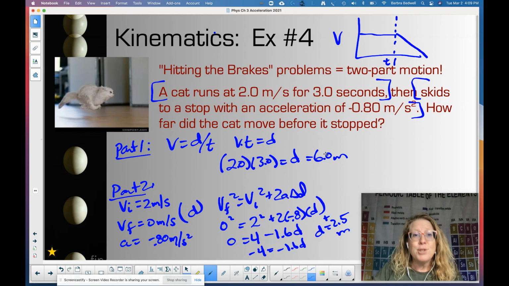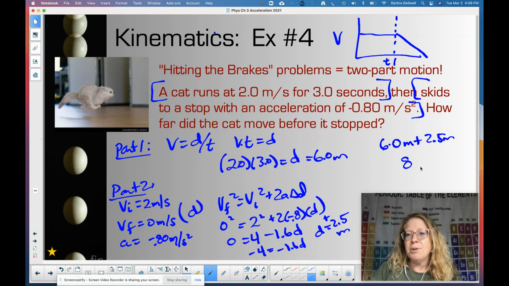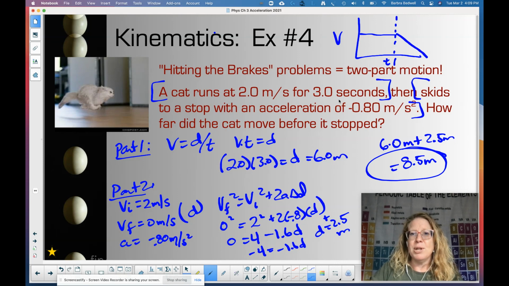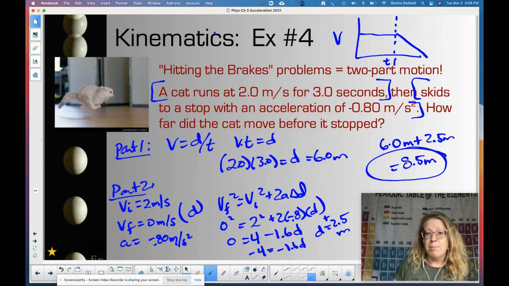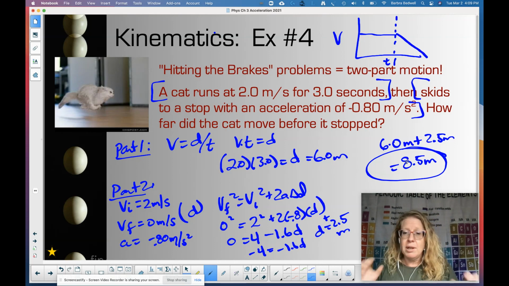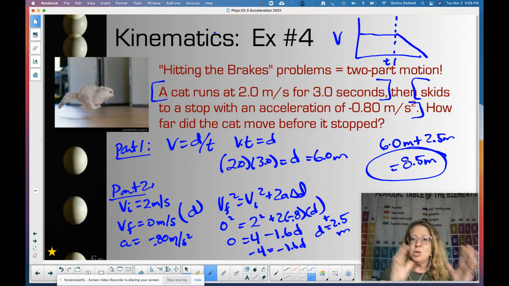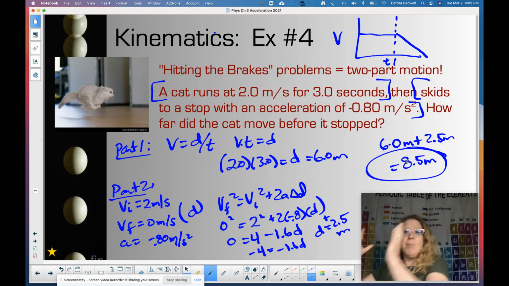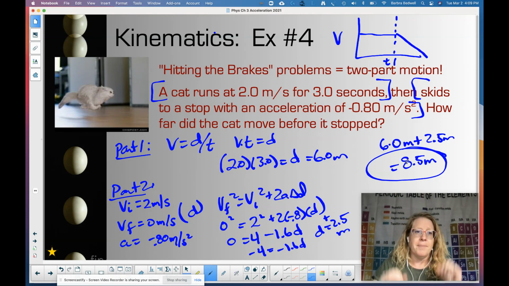So what was its total displacement? Its total displacement was 6.0 meters plus 2.5 meters in the same direction. Total displacement is 8.5 meters during its motion. And we've got 2 sig figs all the way along, so 8.5 meters is consistent. So there you go. That's a hitting the brakes problem. Again, make sure you're analyzing that two-part motion as two separate events, part A, part B, and then combine them together. And that makes a difference.